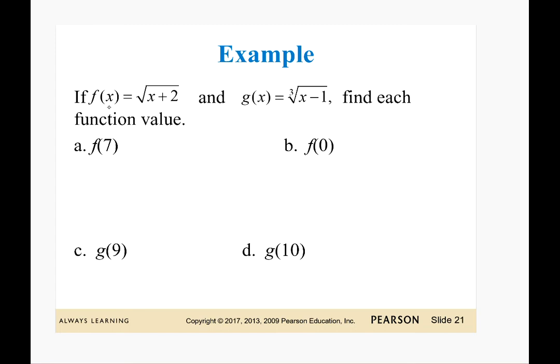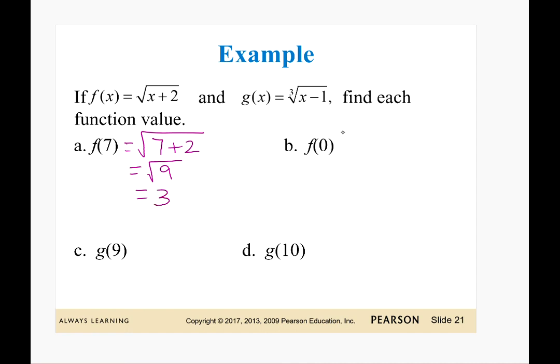What happens if we take this function, which is the square root of x plus 2? What happens when we plug in 7? Let's find out. Instead of an x, I'm going to put 7. 7 plus 2 is 9, so we're going to take the square root of 9, and everybody knows the square root of 9 is 3.